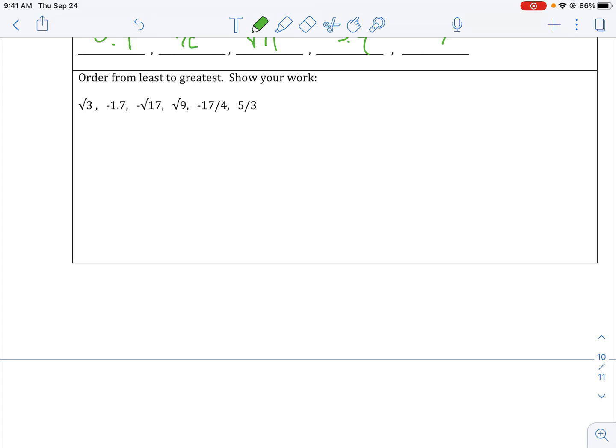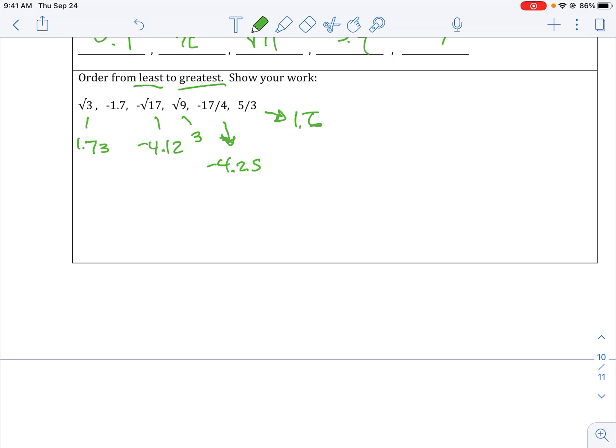And finally, we have to order these from least to greatest. So I'm going to plug all of these into my calculator. I get 1.73. The negative square root of 17. Here we have some negatives now. Negative 4.12. The square root of 9 is just 3. Negative 17 divided by 4 equals negative 4.25. And then 5 divided by 3 is 1.6 repeating.